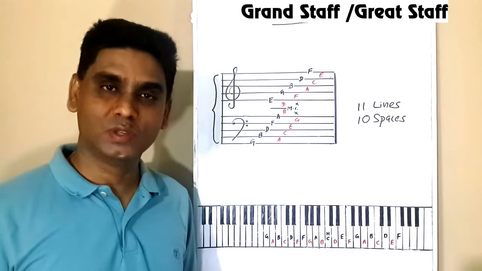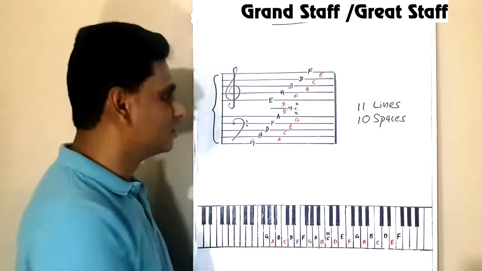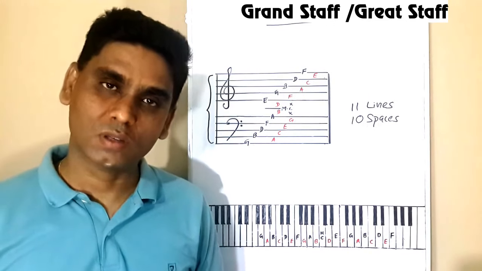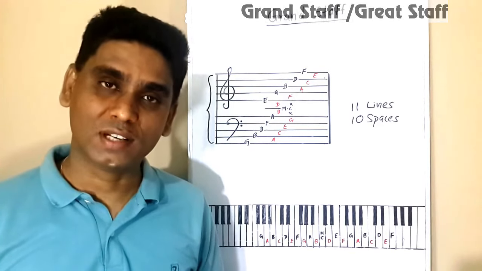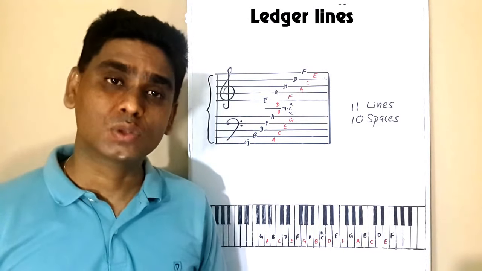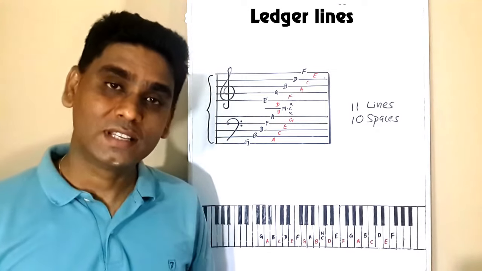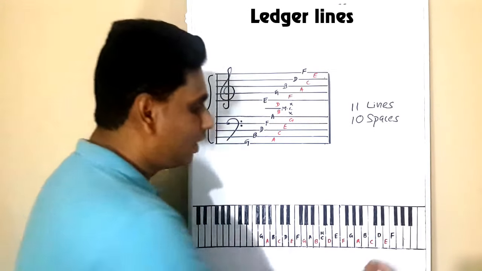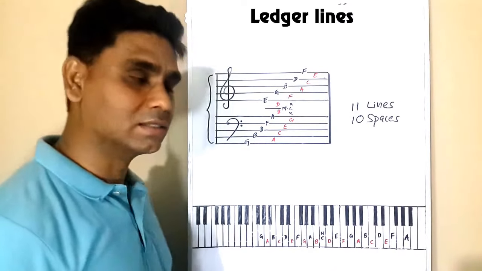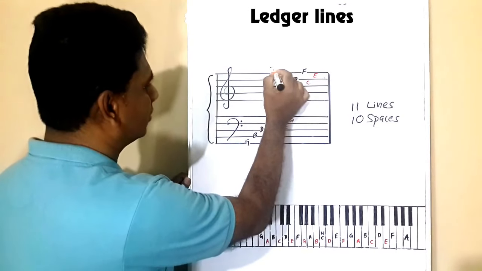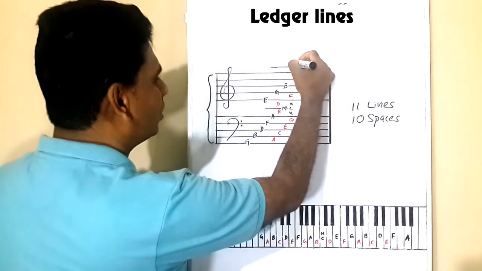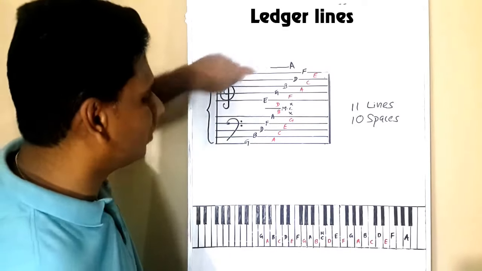As you learned in my previous video, 21 notes are taken by the grand staff. Sometimes we have to play more than 21 notes. Therefore, we need ledger lines to indicate those notes. Ledger lines are small short lines to accommodate extra notes. For example, I want to play this A note. I have to draw this A note on a ledger line. This is my first ledger line, and here is note A, and this space becomes G.